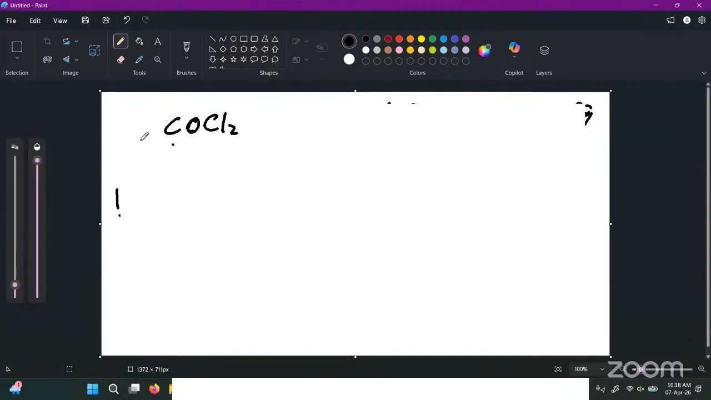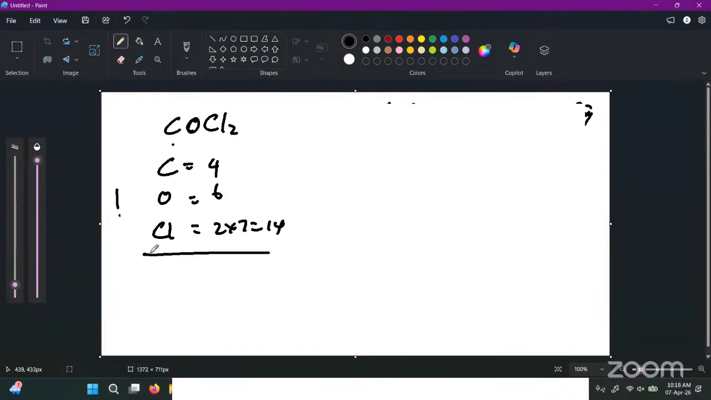COCl2. So we're going to go through the same steps as we did in the previous 3 examples, right? Start off with finding the group numbers. Carbon will give you how many valence electrons? 4. Oxygen will give you how many? 6. And chlorine will give you how many? 14, because 2 times 7 equals 14, right? So when we add this up, you're going to get 4 and 6, 10, and 14, 24 electrons, which will be equal to 12 pairs, right?